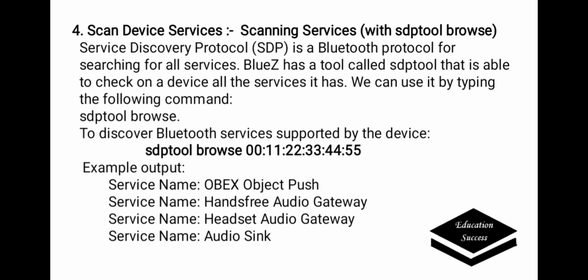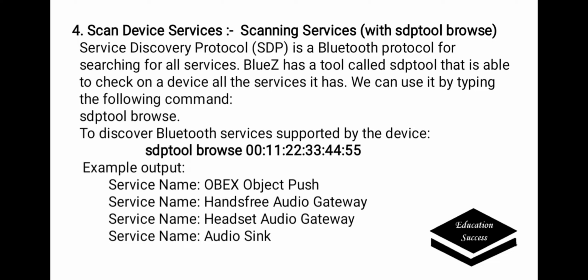Next command is scanning device services, scanning the services with sdptool browse. Service Discovery Protocol, that is SDP, is a Bluetooth protocol for searching for all services. BlueZ has a tool called sdptool that is able to check all the services a device has. We can use it by typing the command sdptool browse. To discover the Bluetooth services supported by this device, write sdptool browse and the MAC address of that device. It will show the output.